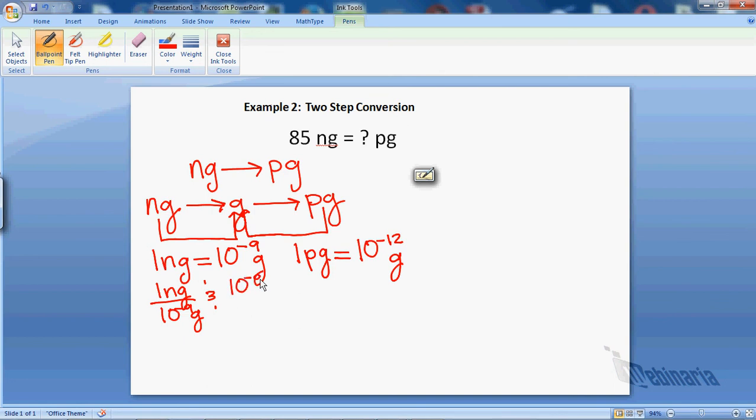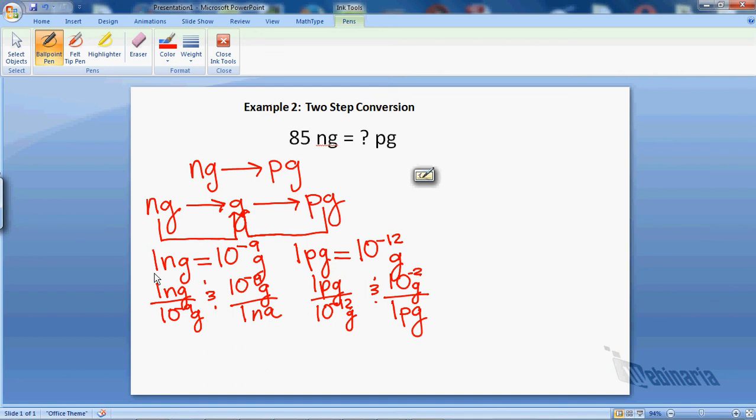So we've been doing things like this: 1 nanogram over 10 to the minus 9 grams, and 10 to the minus 9 grams over 1 nanogram. The same thing on this side: 1 picogram over 10 to the minus 12 grams, and 10 to the minus 12 grams over 1 picogram. These 4 fractional ratios are going to be used to convert the problem.